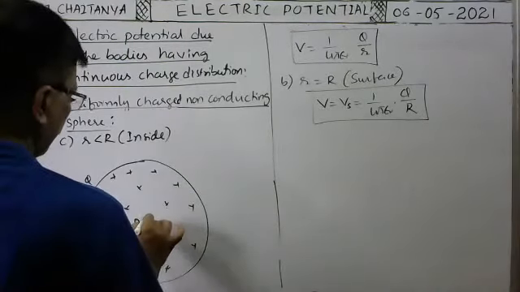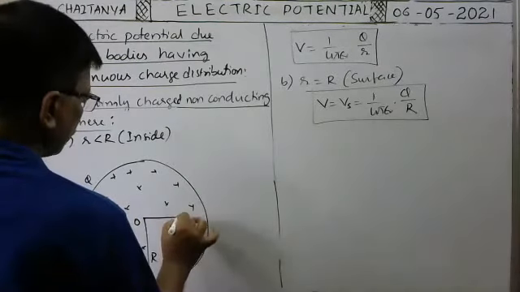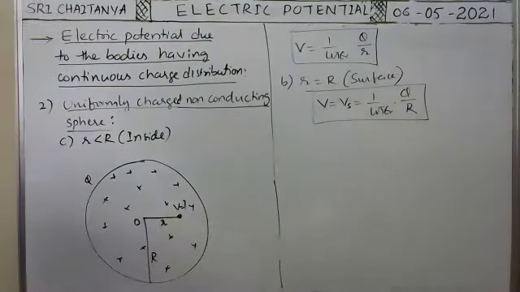Okay, this is the center and the radius is capital R. Here at this point, we have to find the potential, which is at a distance small r from the center.